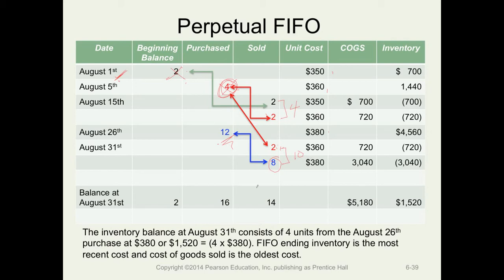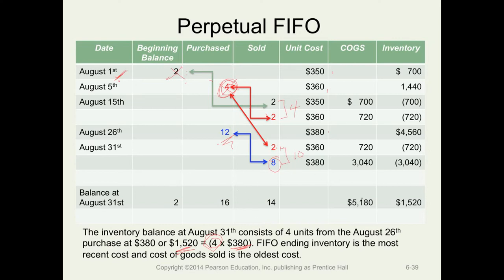Now, of course, the oldest costs are assigned to cost of goods sold, and the most recent costs are assigned to ending inventory. These are the most recent costs of $380. You've got 4 units left. So FIFO ending inventory reflects the current replacement cost. The way this works, again, the oldest costs go to cost of goods sold. As you sell, the units come out in FIFO order. First ones in are the first ones to be sold. That means that the most recent units are left. Ending inventory is going to be your most recent units.